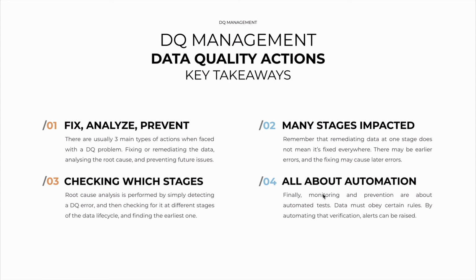And finally, monitoring and prevention are all about automation, defining automated tasks and rules that the data must obey. By automating that verification, alerts can be raised. So as we see, we have three major operations which are all important. They're not always possible, but all of them have an advantage. You can remediate the data, you can find the root cause of the problem, and you can create rules to prevent the problem from occurring again.